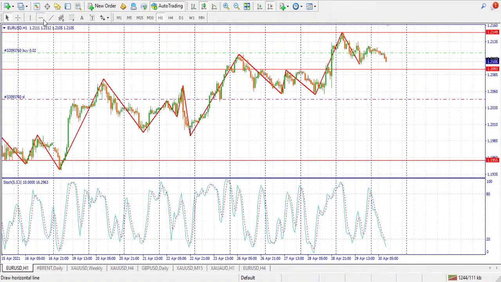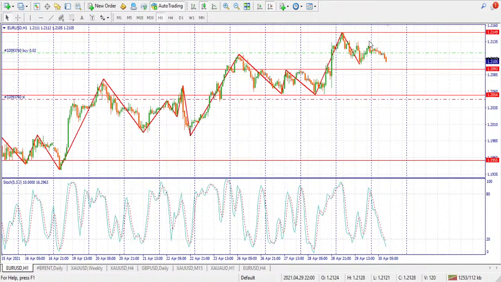The next place, the third one, is this. It is 1.2053, 1.2093, and 1.2149. If the price comes to this point, this is a good place to buy from. So if the price is around any of these levels, while at the same time the stochastic is below 20, then those are going to give us a correct place to buy from.